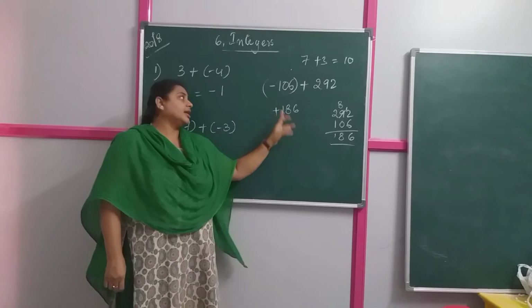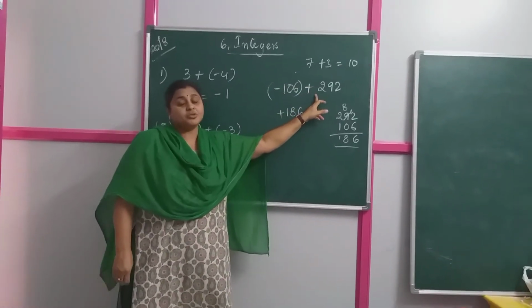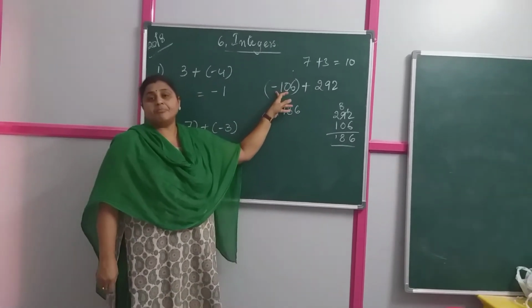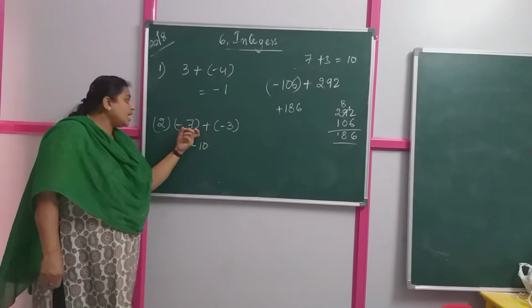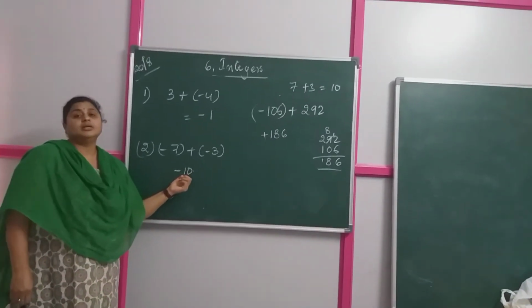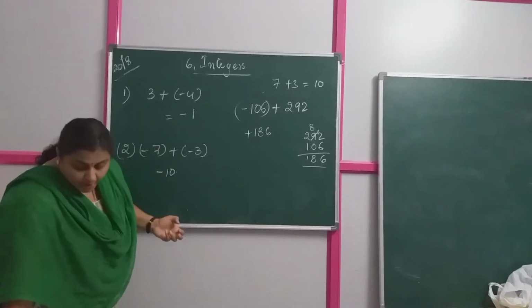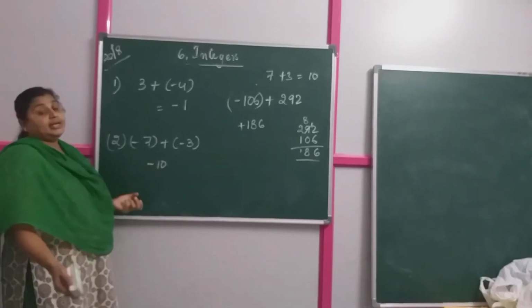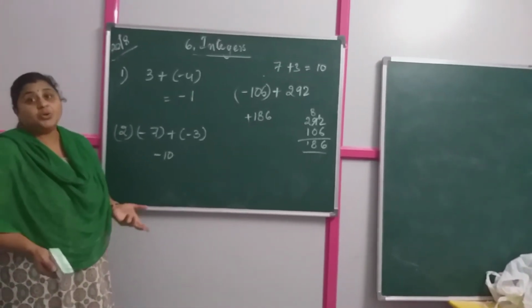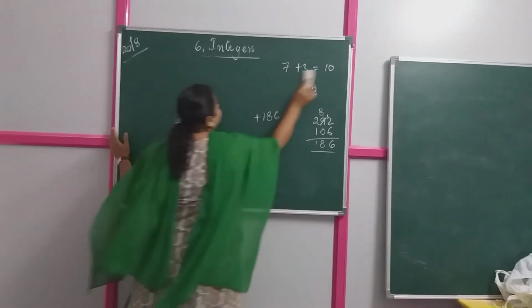Plus. Got it, children? So when one number is minus and the other is plus, you have to subtract and assign the greater number's sign. When both are negative, you are going to add and assign negative. Now, how to identify? Or using the number line, you have to add the numbers. Using the number line, you know very well how to add the numbers. You have learned in your previous classes. Am I right or not, children?